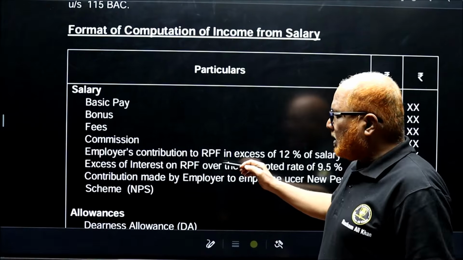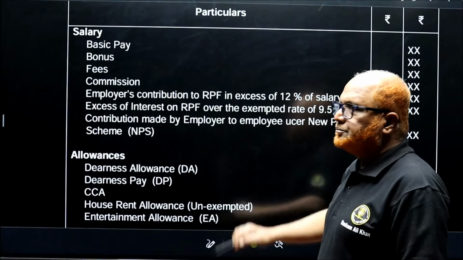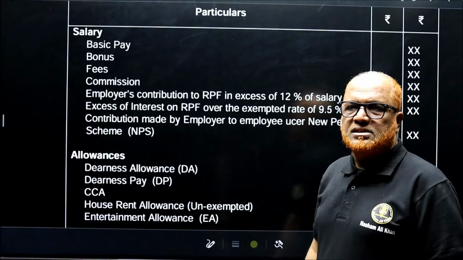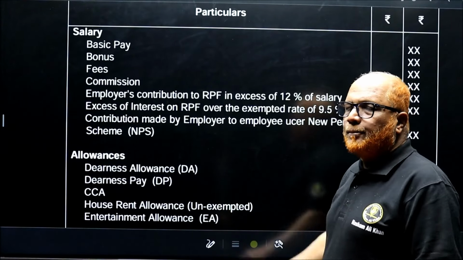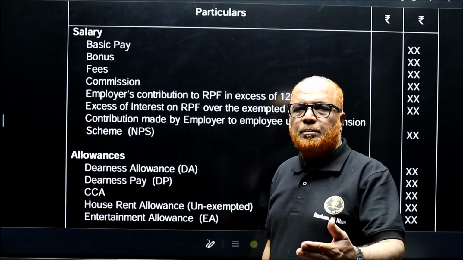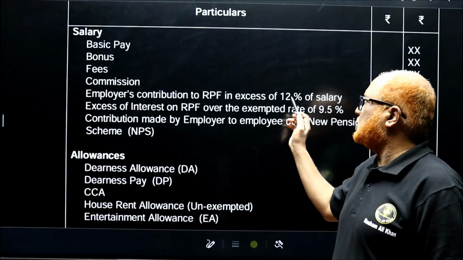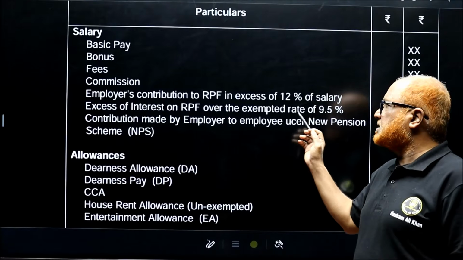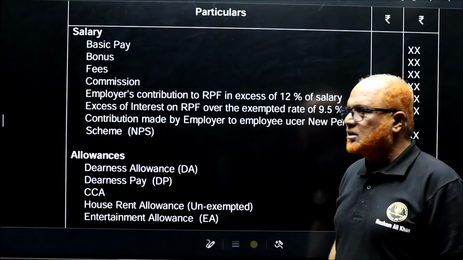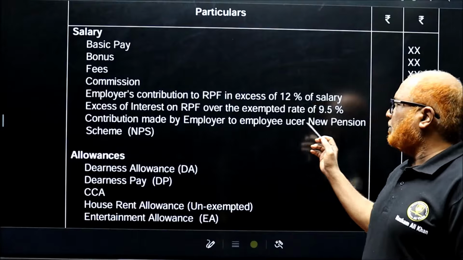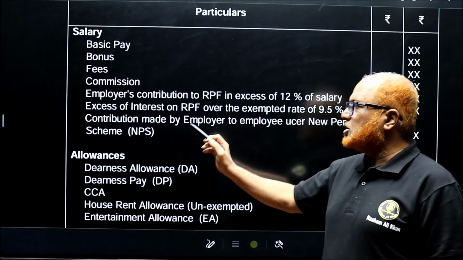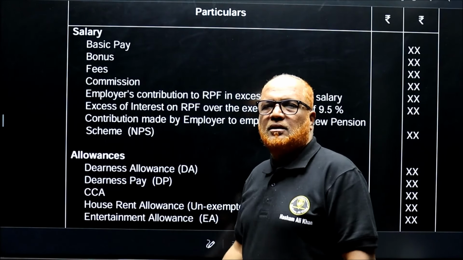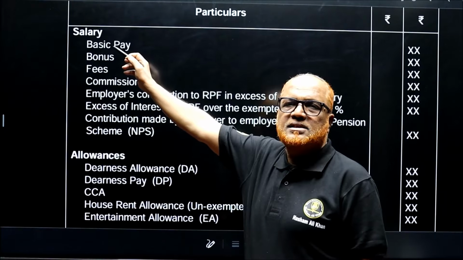See carefully. What are the items that may come under salary? Under the head salary: basic pay, bonus, fees, commission, employer's contribution to RPF in excess of 12% of salary, excess of interest on RPF over the exempted rate of 9.5%, and contribution made by the employer to the employee under the New Pension Scheme, NPS. These are a few items that may come under the head salary.